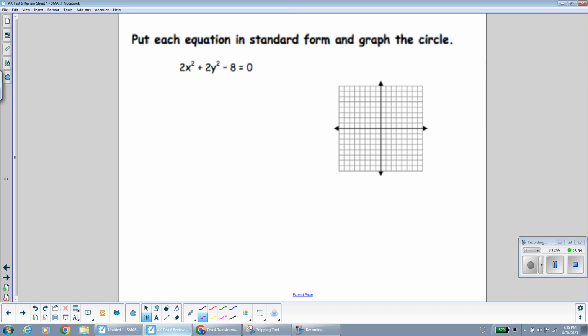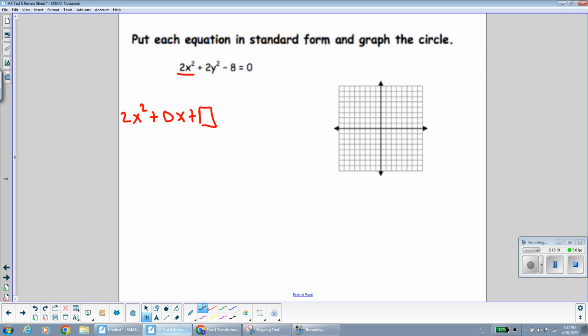Let's do one more. This one is a little bit different because when I start grouping the x and the y terms together, I realize I only have one x term. There was supposed to be another one. So I'm going to put a 0x because it's not there, but it was supposed to be there. And 0 times anything is 0, so it's not really there.